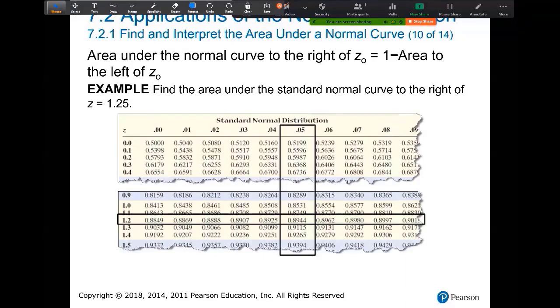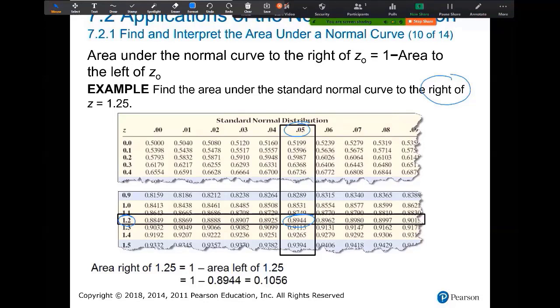In the table, we need to find this z-score 1.25, and at the intersection of this row and this column, we have this number. This number in this table, remember, represents the probability to the left. If the problem is asking for the probability to the right, then we need to find the complement. The complement of this is 1 minus this number.